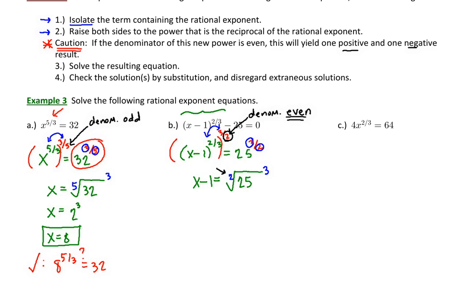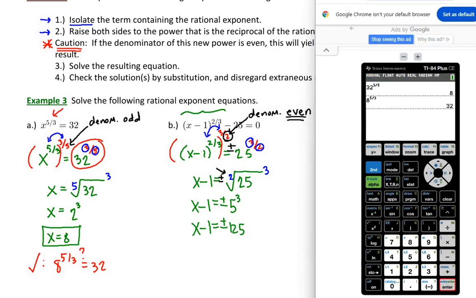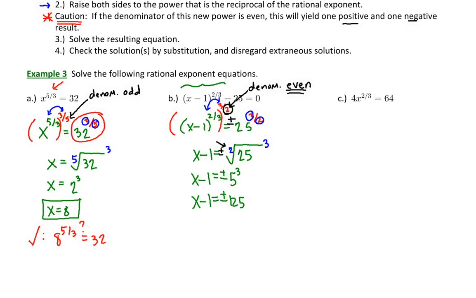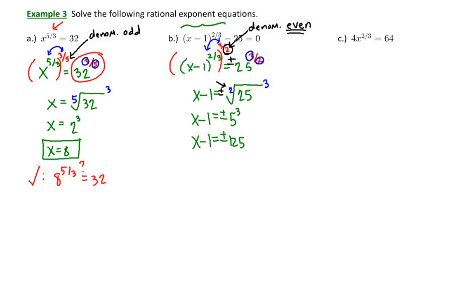So if your denominator is even, then remember you're going to have two answers: plus and minus 25 to the 3/2, or plus and minus square root of 25 cubed. Now if I do the arithmetic here, the square root of 25 is 5, and 5 cubed is 125. If you're unsure about the arithmetic, you can simply type in 25 raised to the 3/2 power and get 125. But the calculator won't tell you the plus minus from the equation. That's something that you'll have to remember on your own.